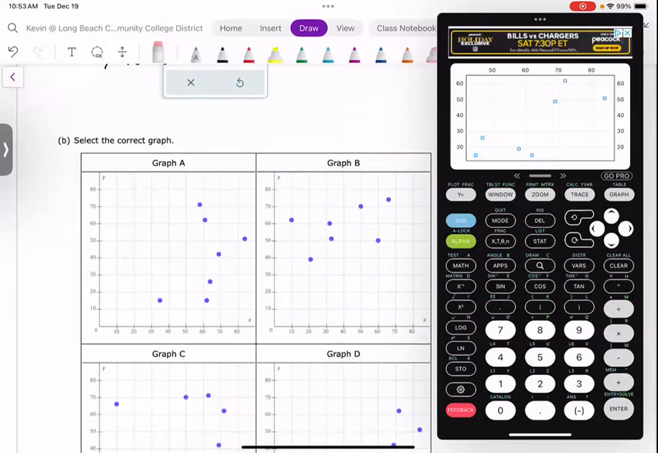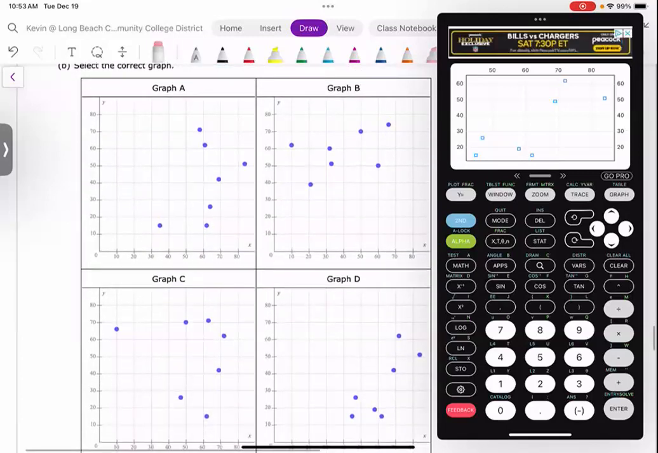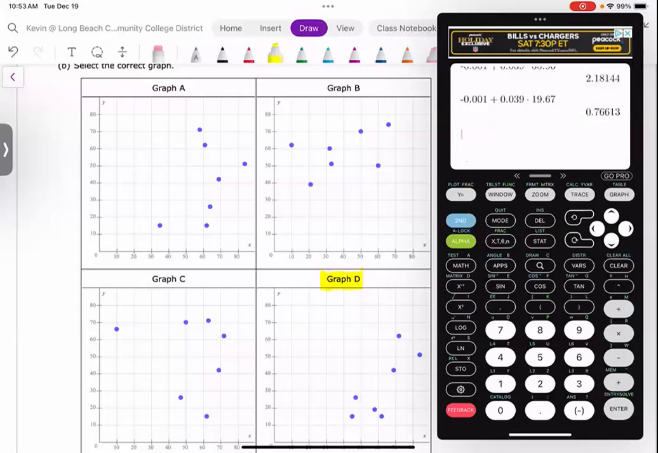And let's compare this data here to our graphs. It's looking to me like it is D. Now, notice it's not exact, but D is definitely the closest one to our scatter plot. So I'll quit out of that.